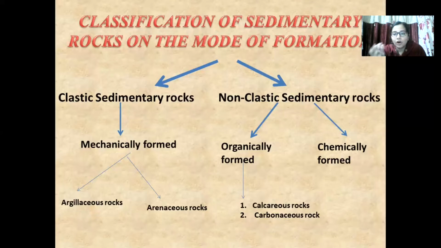Okay, organically formed, there are again two types: calcareous rocks and carbonaceous rocks. Calcareous rocks are those types of organically formed non-clastic sedimentary rocks which contain a huge amount of calcium. Carbonaceous rocks are those types of non-clastic organically formed sedimentary rocks which contain a huge amount of carbon.